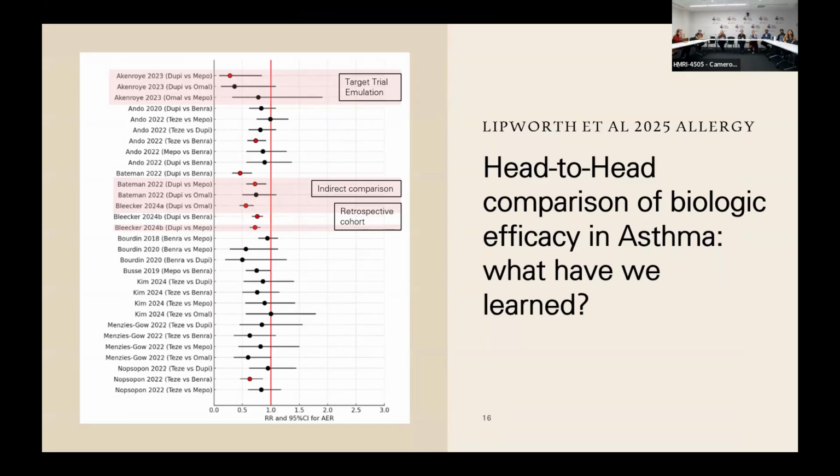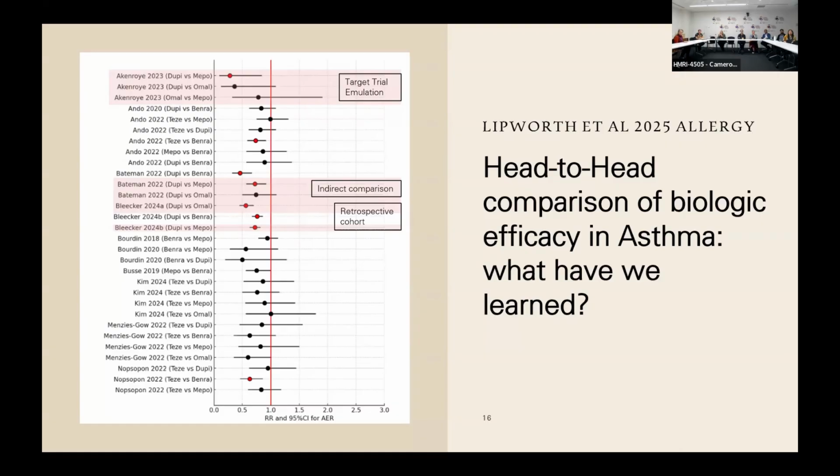It's a head-to-head comparison of biologic efficacy in asthma. What do we learn? And all of these are observational, right? So what you just did is there at the top, and there are the results of dupilumab and mepolizumab, with the red dots showing where it's significantly different. And the other ones I've marked are the ones that looked at the exact same drug. So everything else is using different drugs.